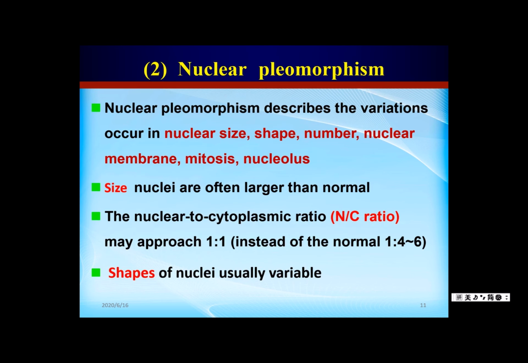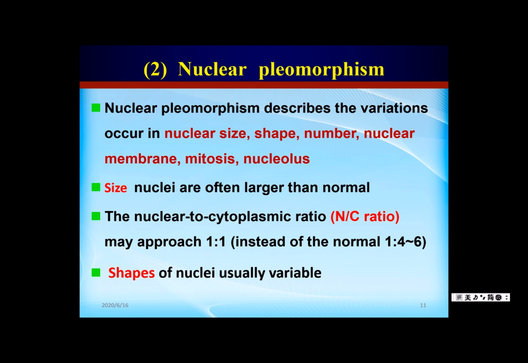The second aspect of cytological atypia is nuclear pleomorphism. This is the key point for determining a malignant tumor. Nuclear pleomorphism describes the variations occurring in nuclear size, shape, number, nuclear membrane, mitosis, and nucleolus. So if you want to observe nuclear pleomorphism, you need to observe these key points: size, shape, number, nuclear membrane, mitotic figures, and nucleoli.